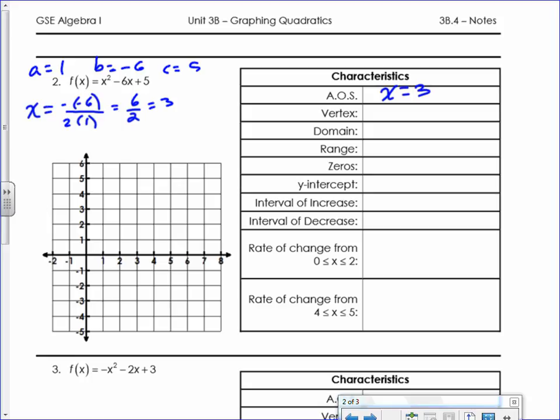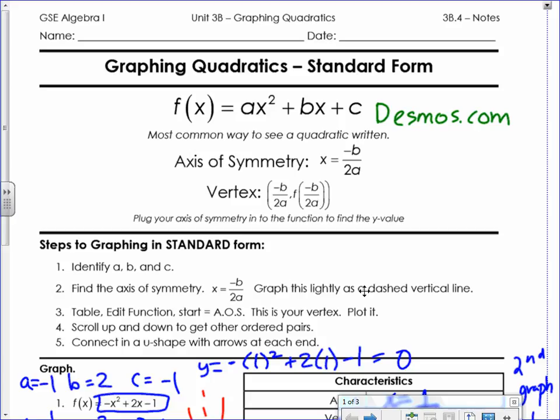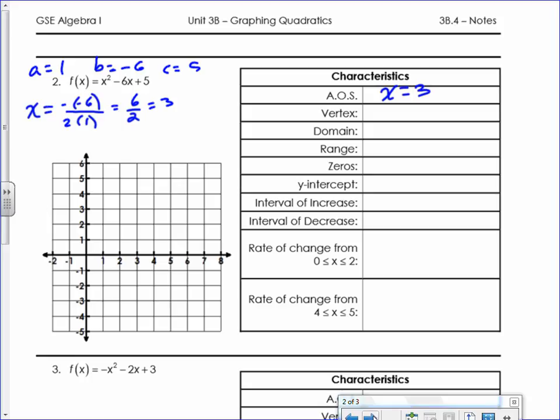Now, how do I graph that again? We're on the handout from Friday. Look back at the steps on the previous page. It says right here, graph this lightly as a dashed vertical line. So that's what we're going to do. We're going to go to 3 on the x-axis, and we're going to draw a dashed vertical line. That's the axis of symmetry.